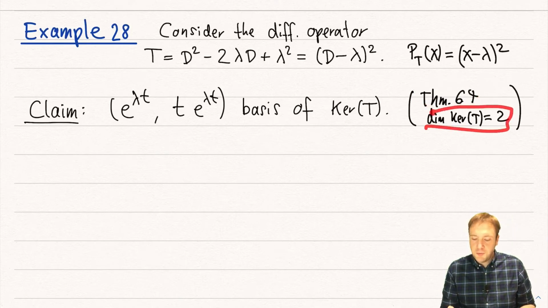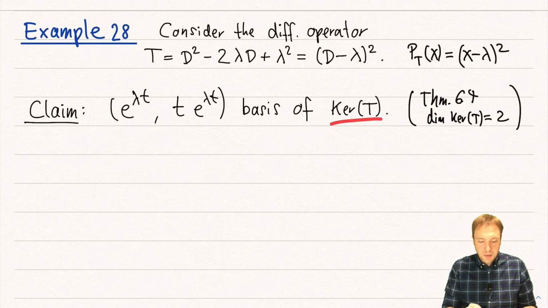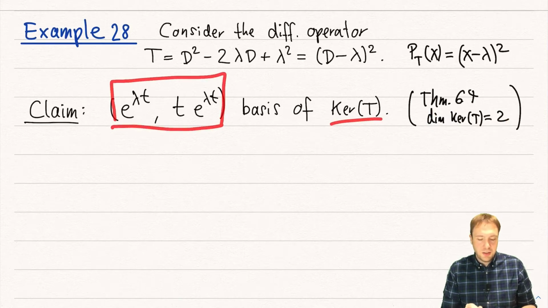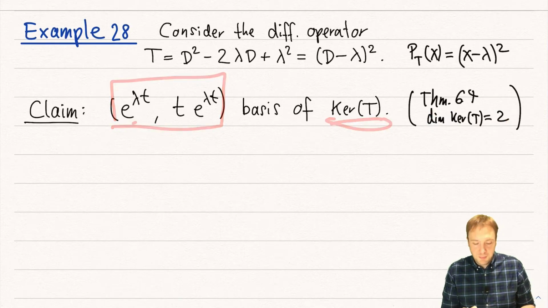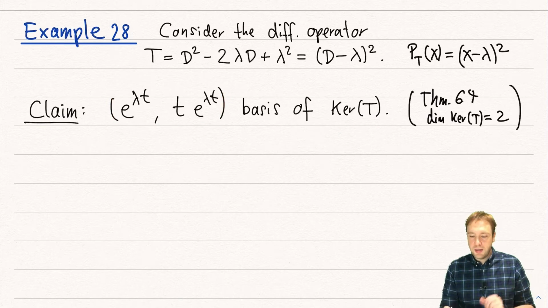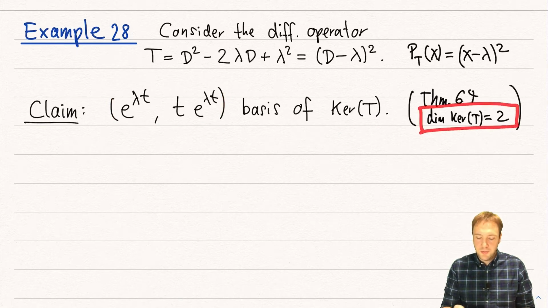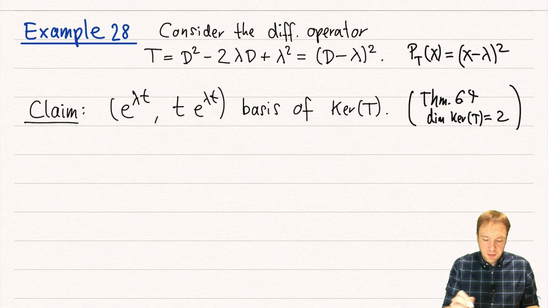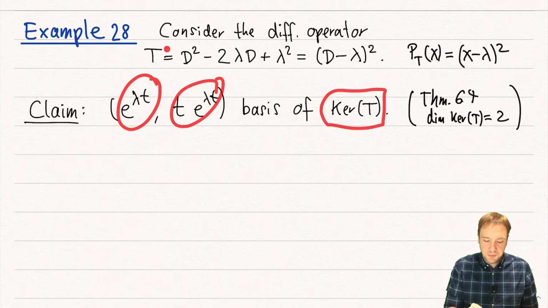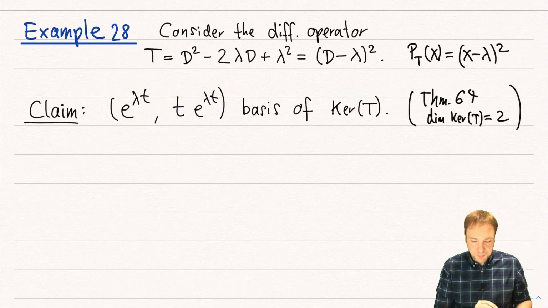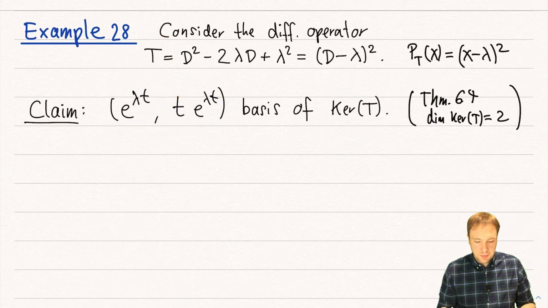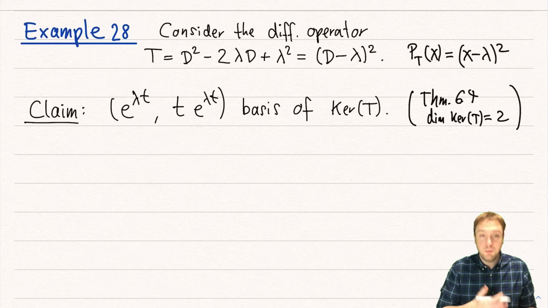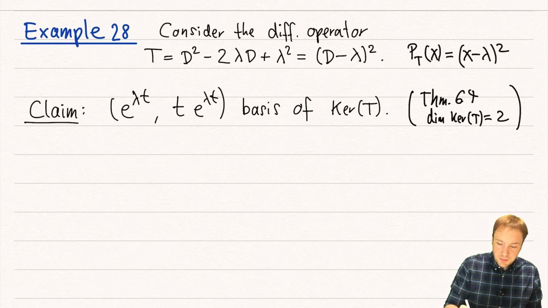Since we know the dimension of the kernel is 2, we just need to show that these are actually in the kernel and that they are linearly independent. Then we have two linearly independent elements in a space with dimension 2, and therefore it's a basis. So let's see why these two elements are actually in the kernel of this differential operator T. We need to see what happens if we apply T to these elements.